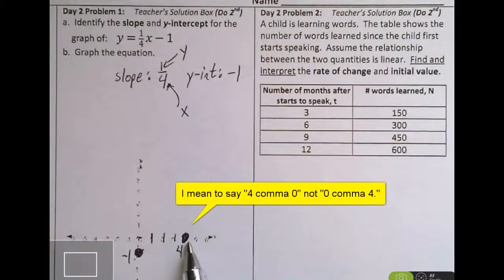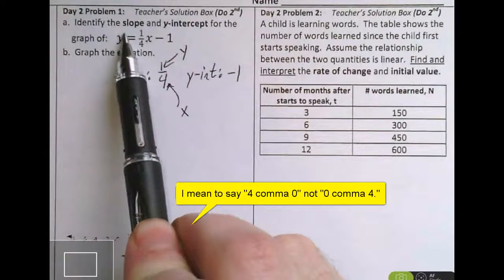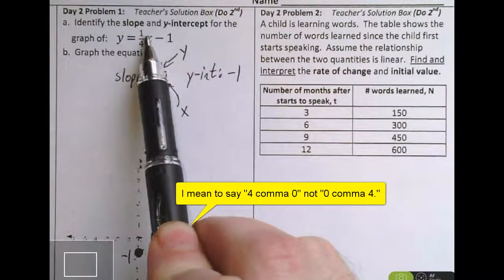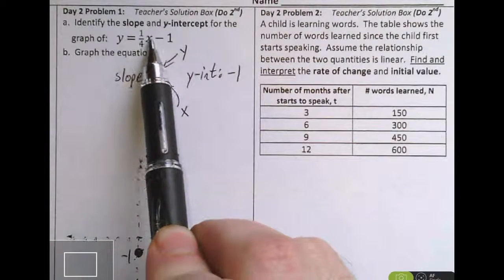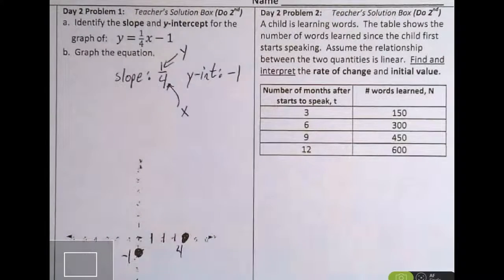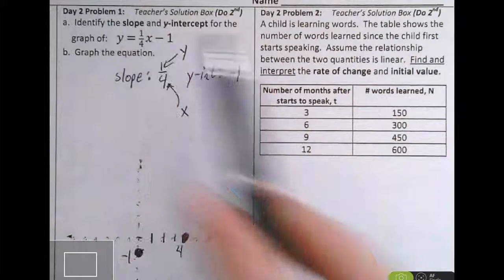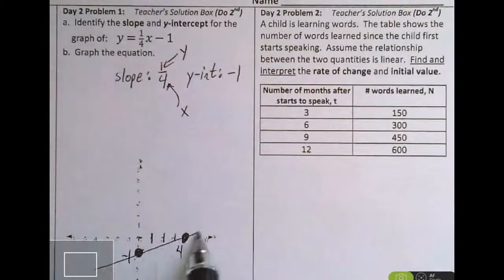This is 4, 0, and when y is 0 and x is 4, 1/4 times 4 is 1. 1 subtract 1 checks out and makes 0. So 4, 0 is another point that solves that equation. So draw the line through, and we have our graph.